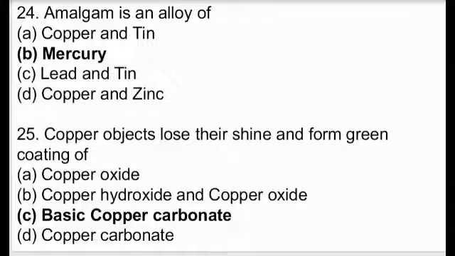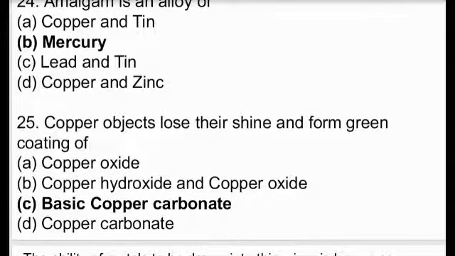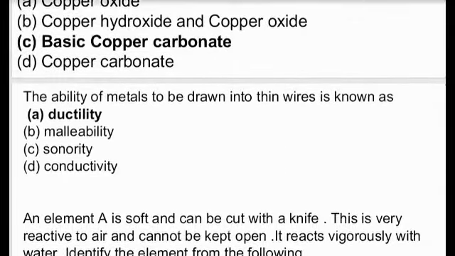Question number 25. Copper objects lose their shine and form a green coating of, when they are kept open in air. The options are A, copper oxide, B, copper hydroxide and copper oxide, C, basic copper carbonate and D, copper carbonate. The correct option is basic copper carbonate.